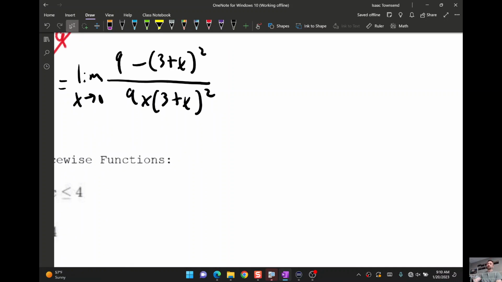I know what the temptation is, to cancel out these 9's and or cancel out these 3 plus x squareds. But why can't you do that? They're terms. Things being added or subtracted you can't cancel out. You can cancel out factors.